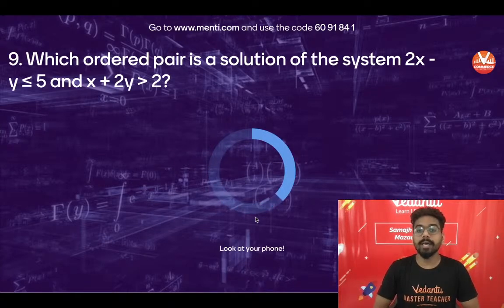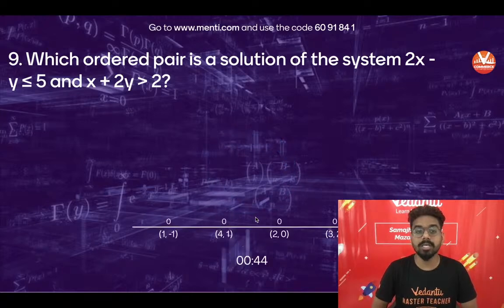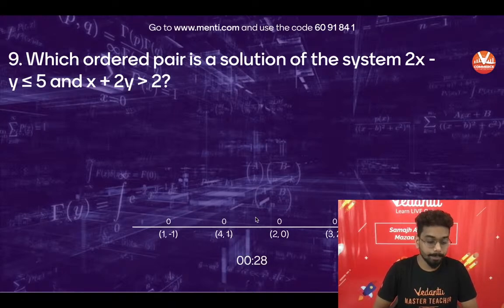Which ordered pair is a solution of the system 2x minus y less than or equal to 5 and x plus 2y greater than or equal to 2? We have to check the ordered pair solution. Okay, which one will be correct, and we will also learn what an ordered pair means.